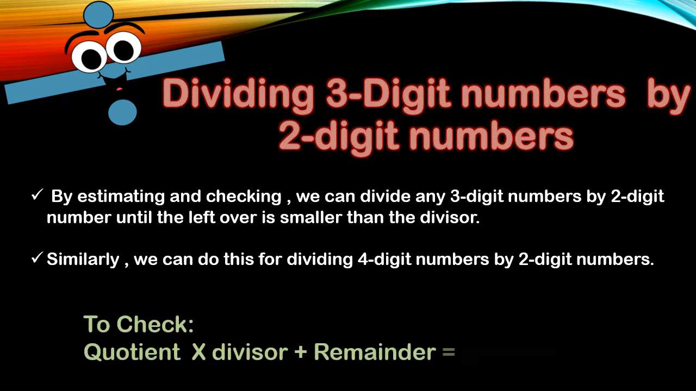To check whether our division is correct or not, we can use this formula. We have to multiply quotient by divisor, then we have to add remainder. If we get the dividend, then our sum is correct, otherwise it is wrong. So quotient into divisor plus remainder is equal to dividend.